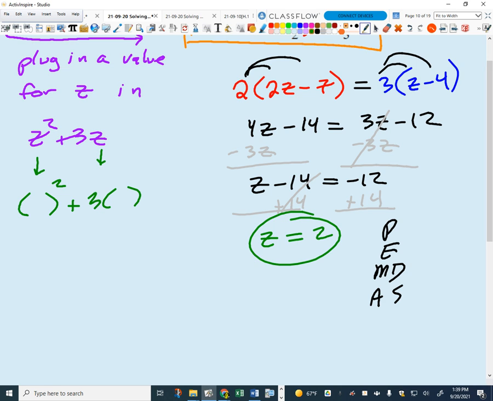So we can evaluate the expression. We're plugging in where we used to have z's, we're plugging in 2's, and now we can just simplify, right? What's 2 squared? 4 plus 3 times 2. So 10's the answer to that question.